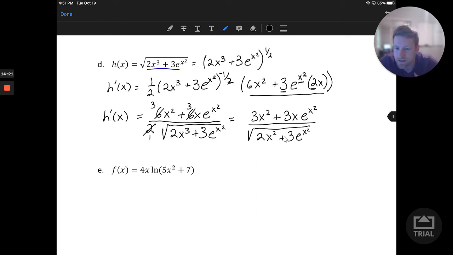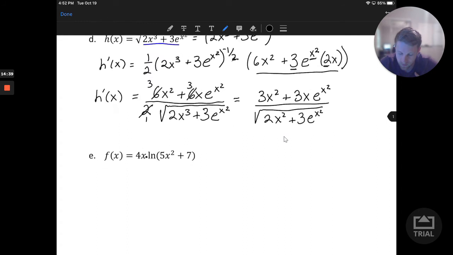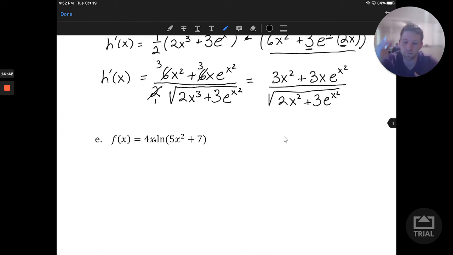Part E, here's another example for a chain rule, and this is in terms of a product rule, really. There's a product rule, and one of those terms really has a natural log of another function. So this is a good practice with a product and a chain rule working together. So I have one function, which is the 4x, and a second function, which is the natural log function. So let's take a look at f prime of x.